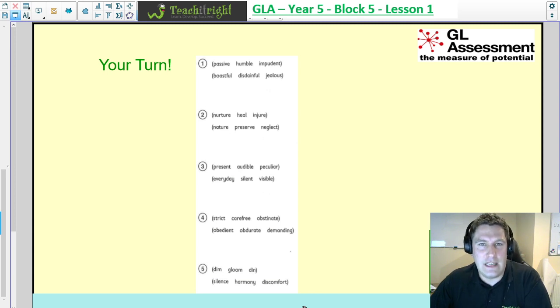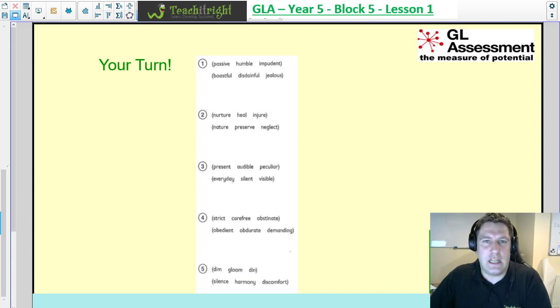So, passive is when you're very accepting of something. Humble, some of you may have heard of humble before. Humble is when you have a bit of a low opinion of yourself. Impudent is when you're disrespectful. And we've got boastful when you're bragging. Disdainful is kind of scornful. And then jealous is sort of being envious. So we should know what a lot of those words mean.